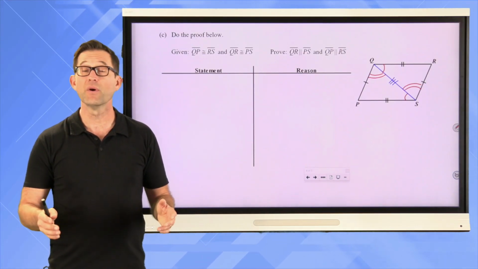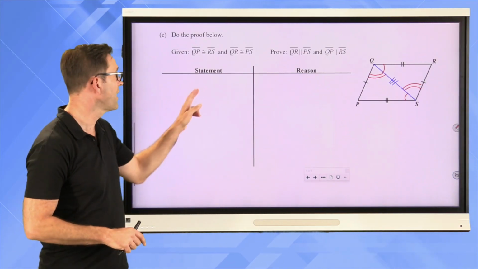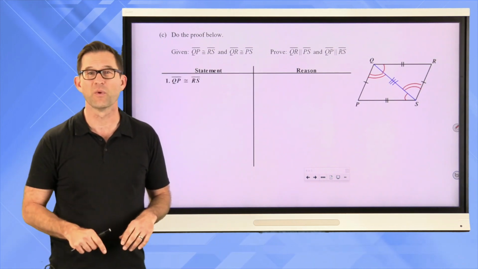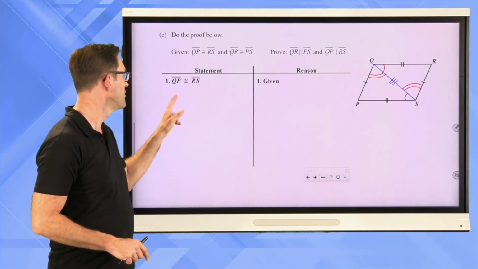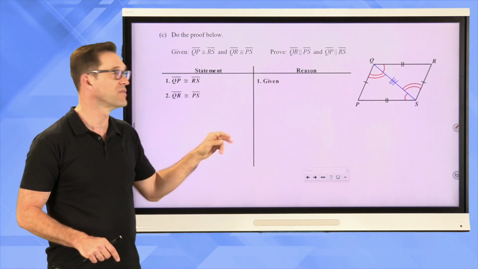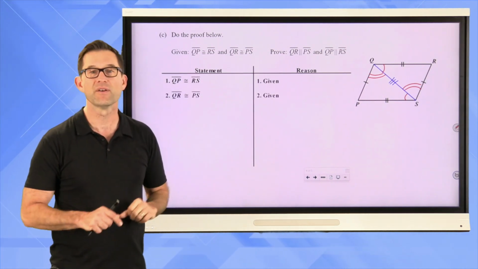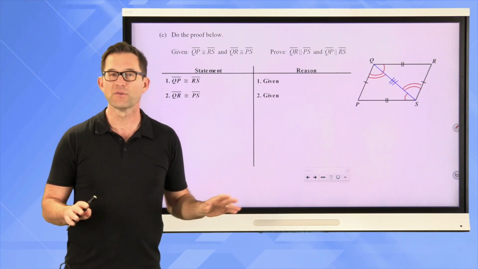All right, let's do it. This is actually not the longest proof out there. That was our first one. So QP is congruent to RS, given. Maybe make it a little longer. I'll put the two givens in two different statements. Given. All right. Now that was just our two givens.